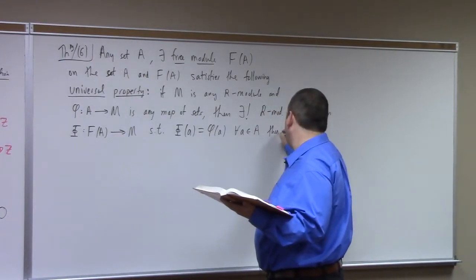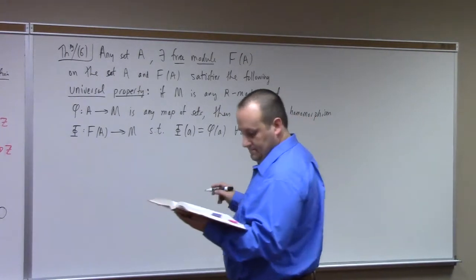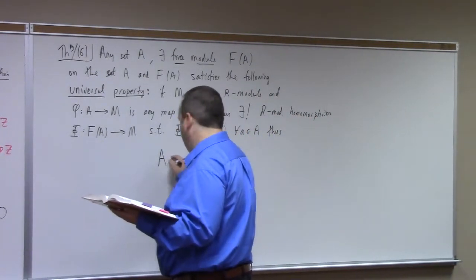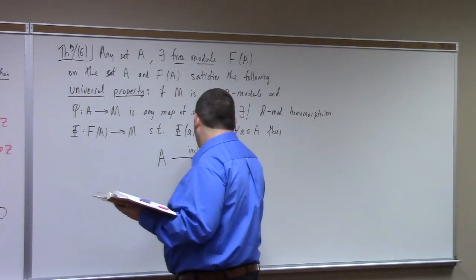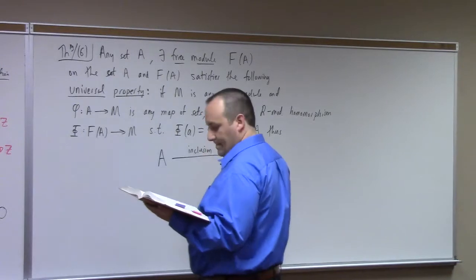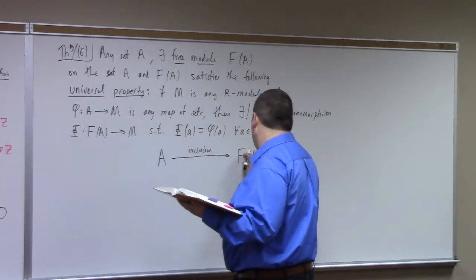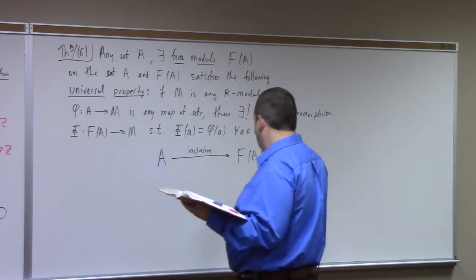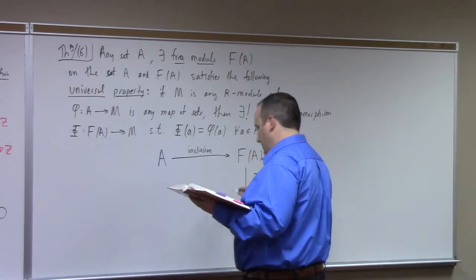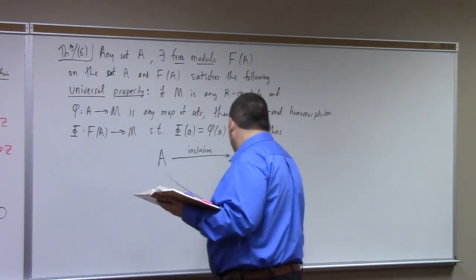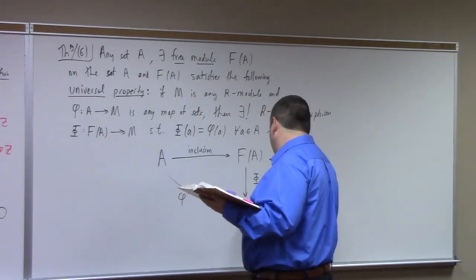thus the following diagram commutes. A, inclusion, F(A), big Phi, little phi, M.